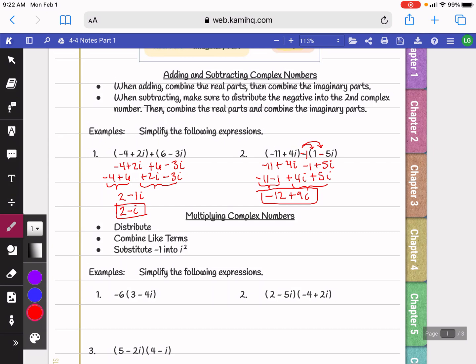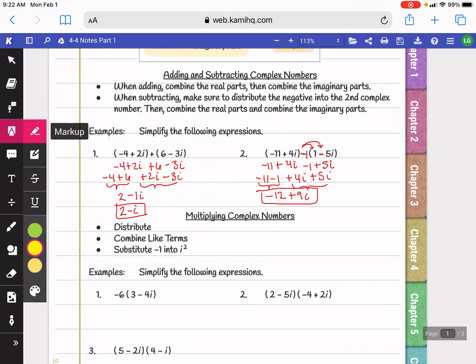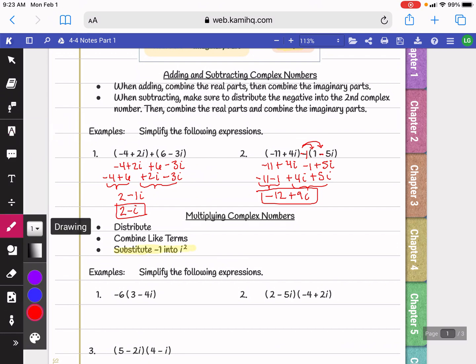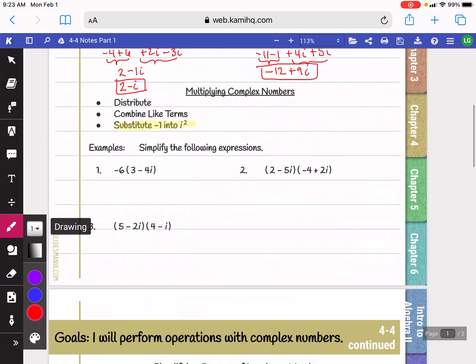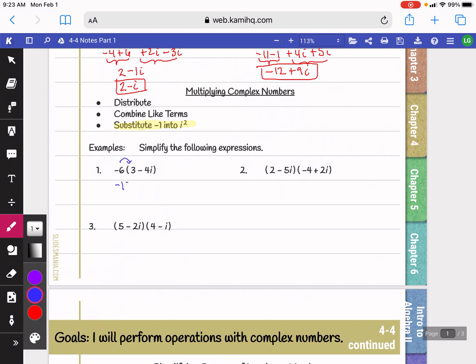Now we're going to go over multiplying complex numbers. When you multiply, you just distribute, and then you'll combine like terms. Now the key thing here is we learned that i squared is -1. So when you're done, anywhere you see an i squared, you're going to substitute -1 into it. So here I'm going to distribute. -6 times 3 is -18. And -6 times -4i is positive 24i. Here I don't have i squared, so I cannot substitute. So my problem is already simplified.